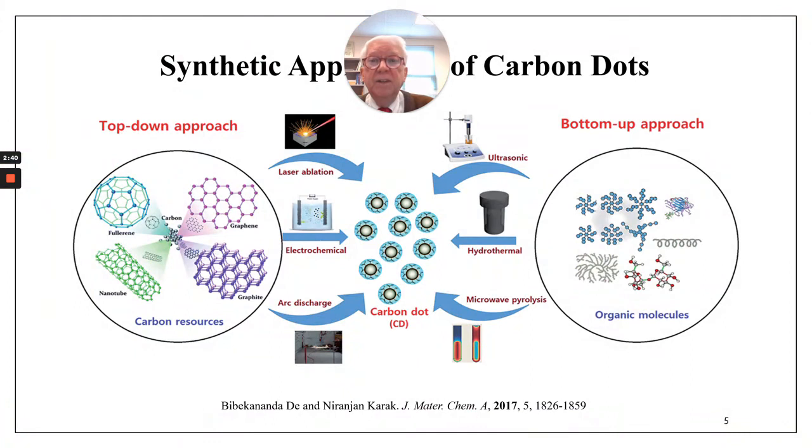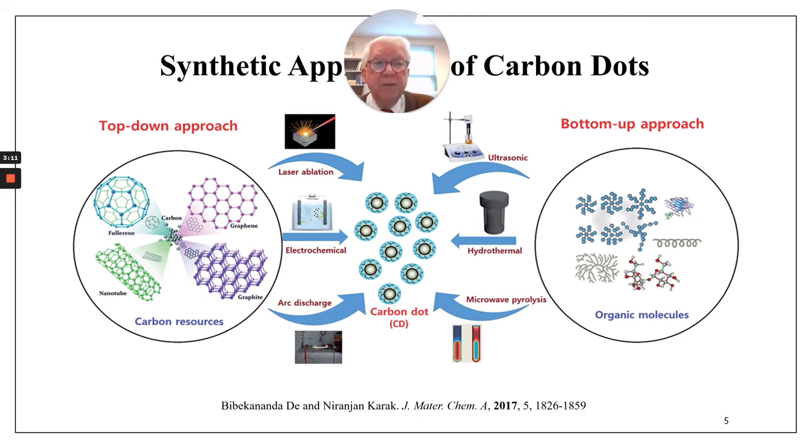How can we do the preparation of these carbon dots? There are two approaches, the top-down approach or the bottom-up approach. The top-down approach is related to three different methodologies: laser ablation, electrochemical, and arc discharge. That means we have to start with a large molecule or large system like fullerene or carbon ash, and reduce it to a small particle that we call a carbon dot.